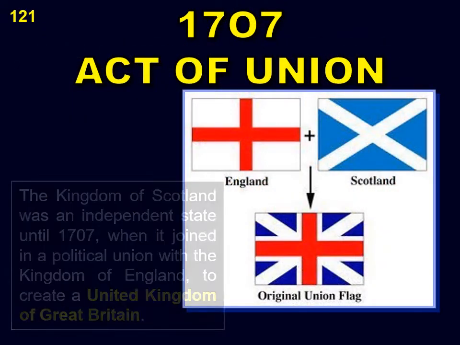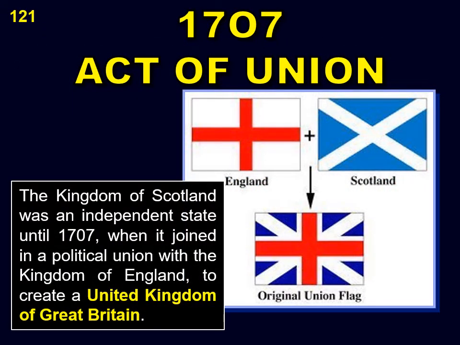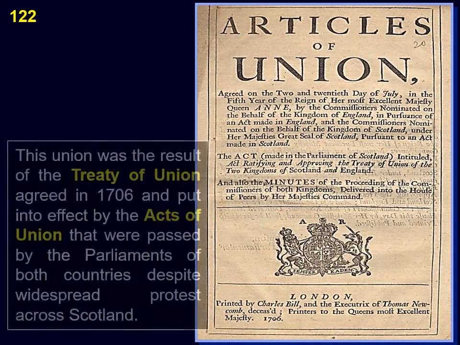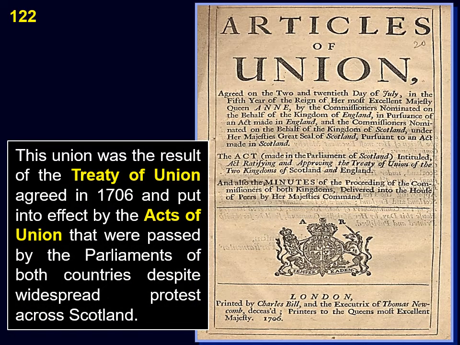Chapter 7. The Act of Union 1707. The Kingdom of Scotland was an independent state until 1707, when it joined in a political union with the Kingdom of England, to create a United Kingdom of Great Britain. This union was the result of the Treaty of Union agreed in 1706 and put into effect by the Acts of Union that were passed by the parliaments of both countries despite widespread protest across Scotland.